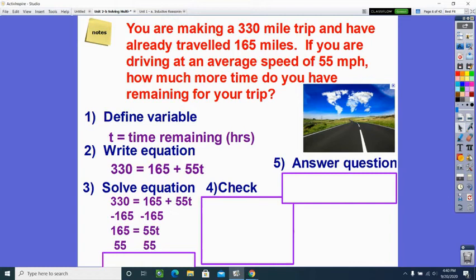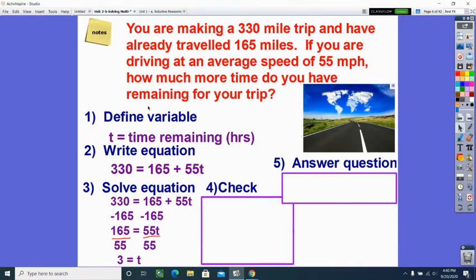I just noticed my little lines are missing there. So, you should have kind of a line here like that, okay? And then if we take 165 divided by 55, it would be 3.